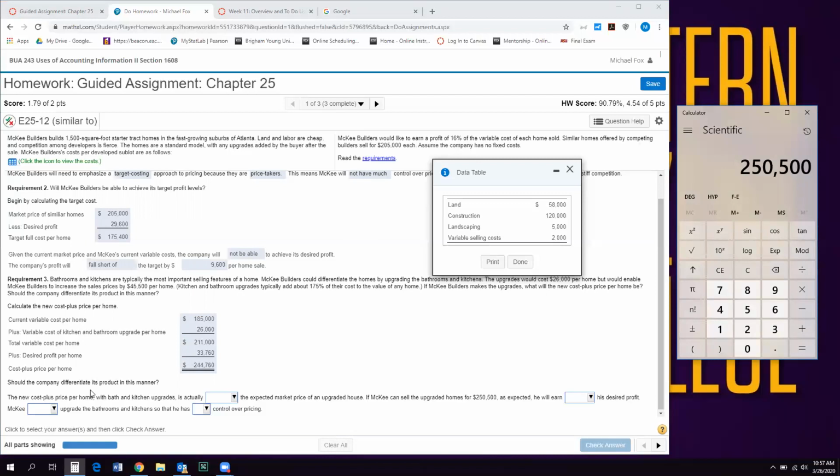So the new cost plus price per home is actually lower than the expected market price of the upgraded house. If McKee can sell the upgraded home for 250,500 as expected, he will earn more than his desired profit. McKee should upgrade the bathrooms and kitchens so that he has more control over pricing.